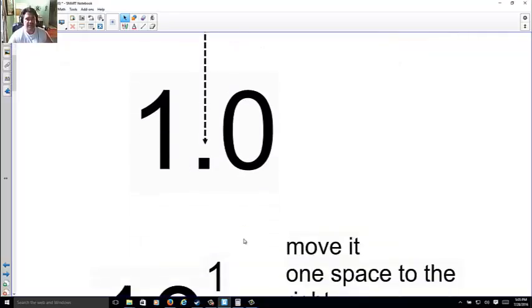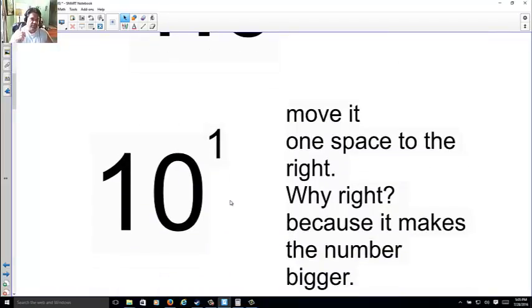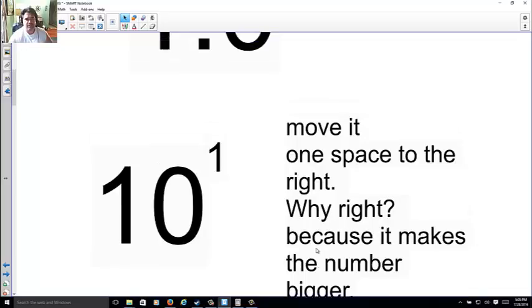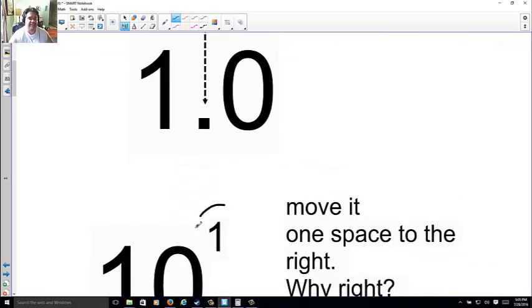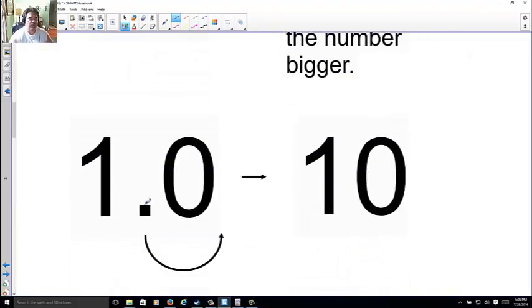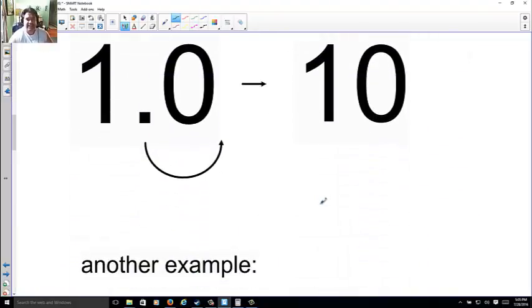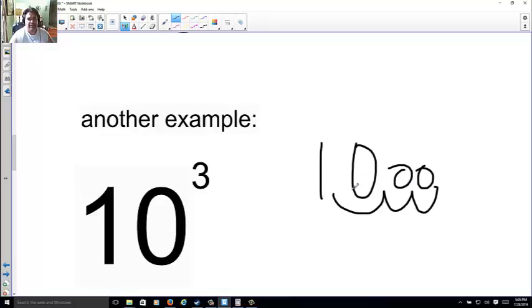And the idea is 10 to the first power means I move it 1 space to the right, because it makes the number larger. So if I have 1.0 here, and it says to the first power, you'd move it 1 space to the right and simply get 10. Another example, 10 to the third. Don't start with 10. Start with 1.0 and go 1, 2, 3 spaces, and you have 1,000.